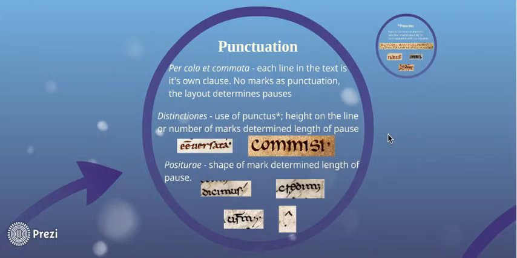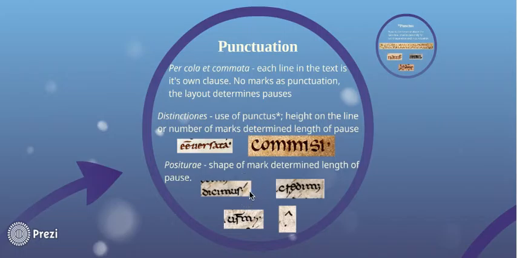In distinctiones, they used the punctus, and the height of the point on the line or the number of points indicated the length of the pause. In positurae, the shape of the mark determined the length of the pause, rather than the number or the height on the line. Here we can see different variations.